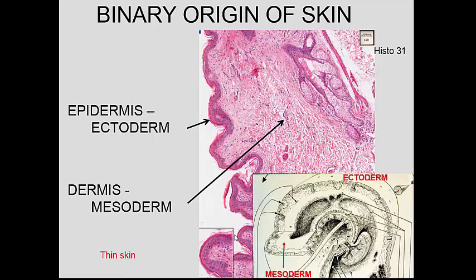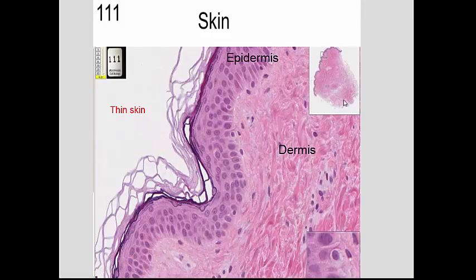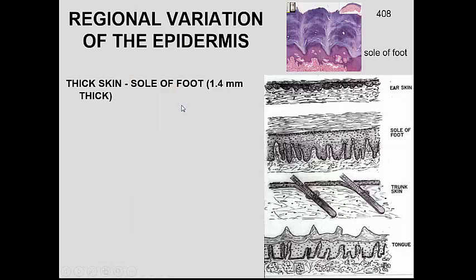Now, skin has a binary origin. There are three origins: ectoderm, mesoderm, and endoderm, and two of those are where we get skin. The epidermis comes from the ectoderm, and the dermis comes from the mesoderm. In here, we can see this in relatively thin skin. Here again, we can see the dermis, which has the fibroblasts and a lot of collagen materials. And then we have the epidermis, which is the epithelial cells, stratified squamous epithelium with keratinocytes on the surface.